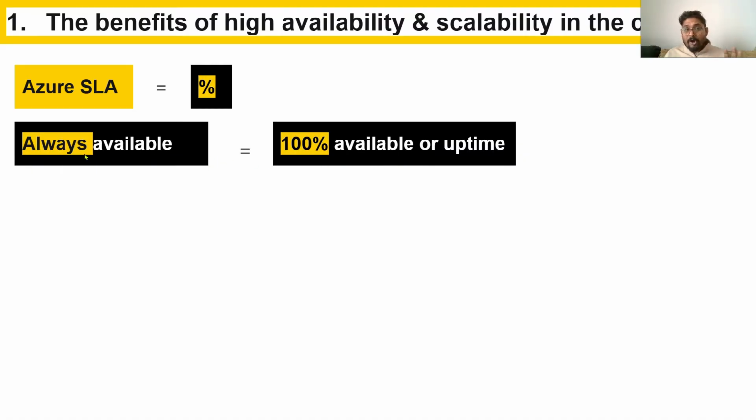So for example, if I say always available, what does that mean? 100% available or uptime. Now, 100% available cannot be a reality. It may not be a reality, I would say, because some other thing might fail. So 100% available or uptime is a little difficult to achieve. Why is it difficult? Because for everything that you have, I have to have a duplicate.